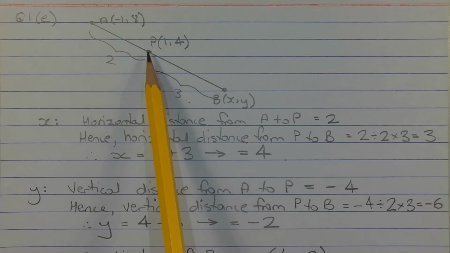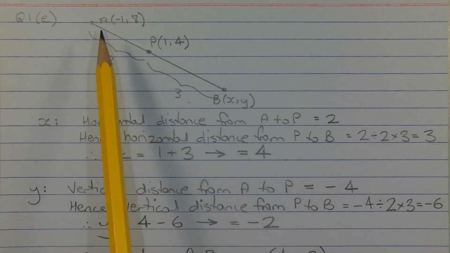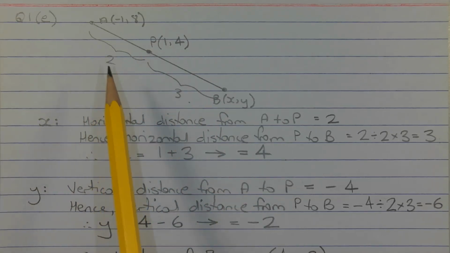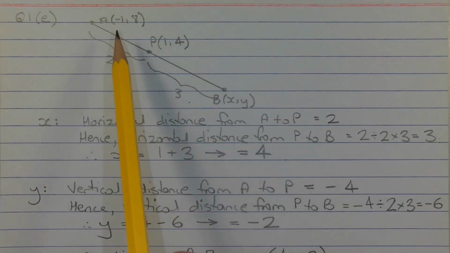The point P divides interval AB in the ratio 2 to 3. That means distance AP and distance PB are in the ratio 2 to 3. Another way we can put that is that distance PB is 1.5 times bigger than distance AP. So there's multiple ways of answering this question.